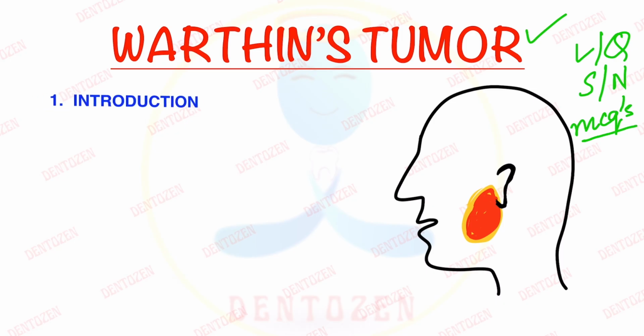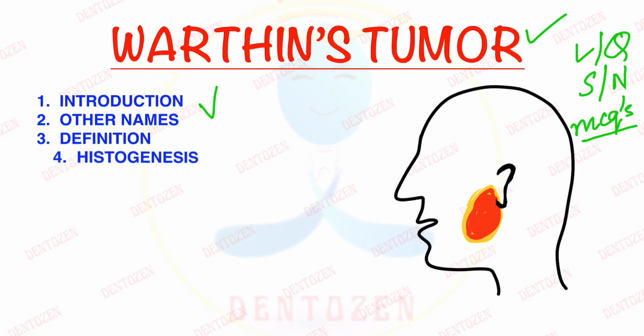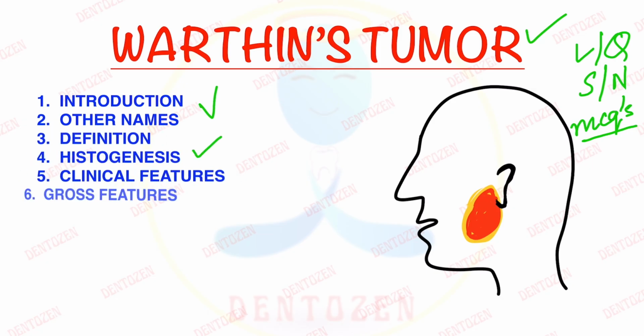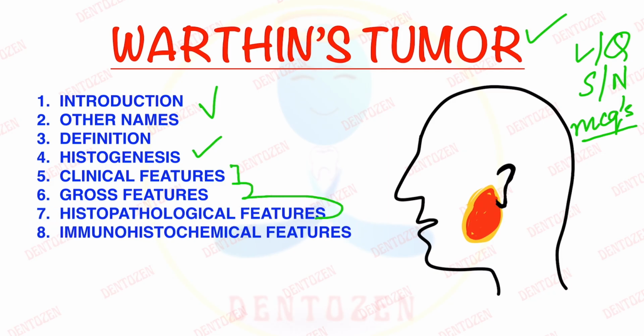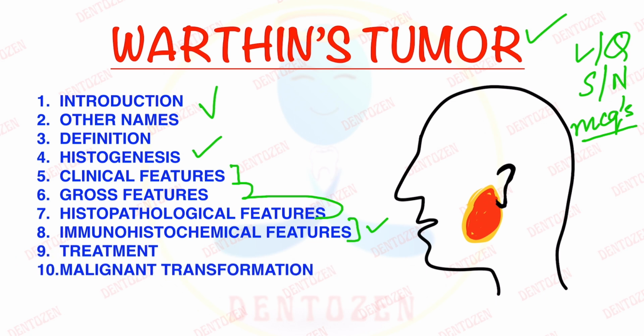So today we are going to discuss introduction, other name of this tumor which is commonly asked in viva, definition, histogenesis, theories of this tumor, then all the features, clinical, gross and histopathological features of this tumor, immunohistochemical markers which can be used for the diagnosis, treatment of this tumor and malignant transformation. And finally we'll do a quick summary and we'll discuss few MCQs.